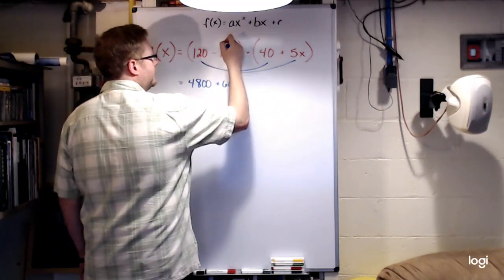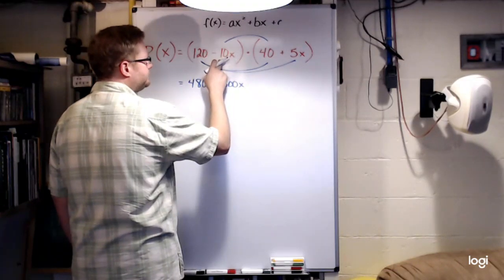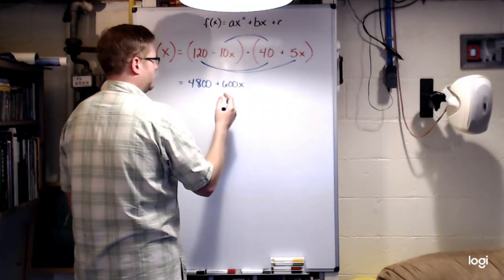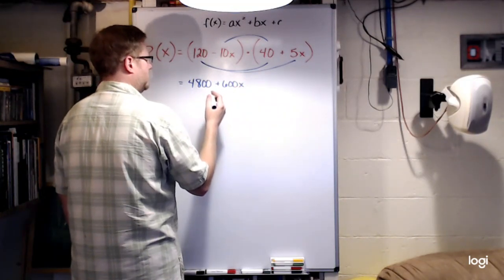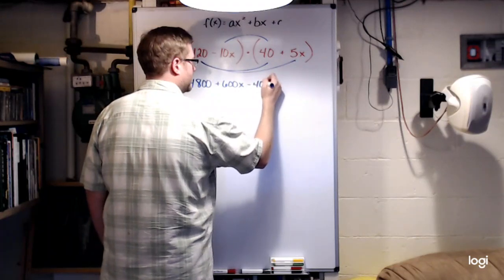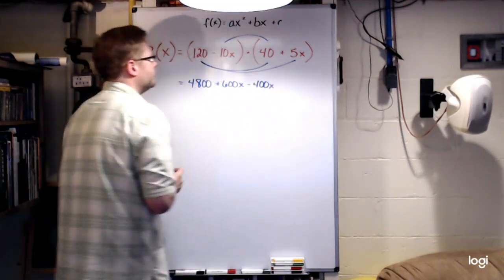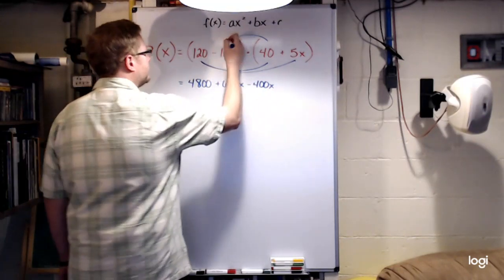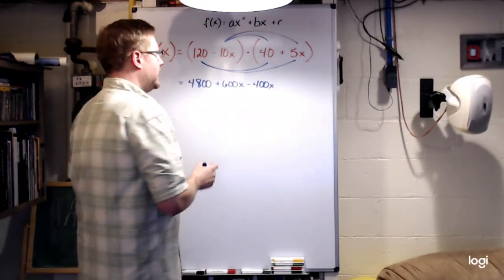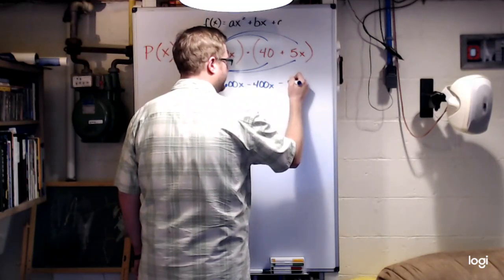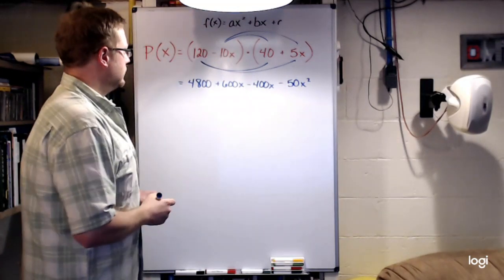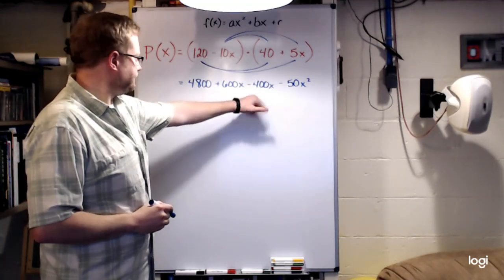Inside, you're going to take 10 times 40, so negative 10. That'll give us what? Negative 400? Yeah. So minus 400x. And then last, you have negative 10x times 5x is going to give us negative 50x squared.